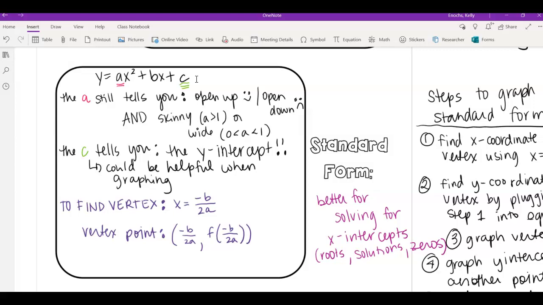And why is that helpful? Well, we can identify the y-intercept and graph the y-intercept really quickly. So when you have the y-intercept, if you can put that on your graph, that could be really helpful when you're trying to graph.